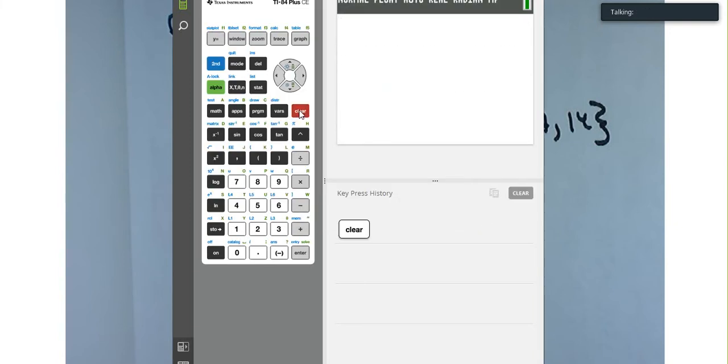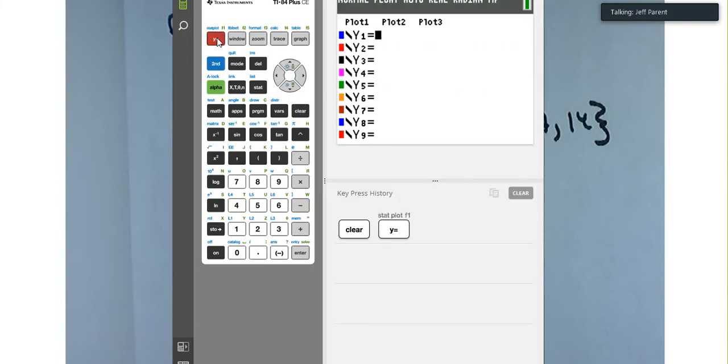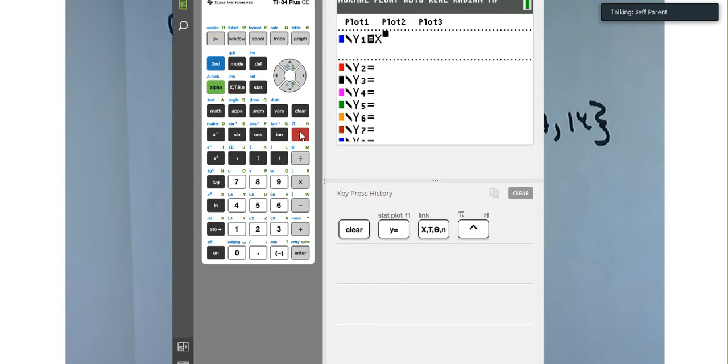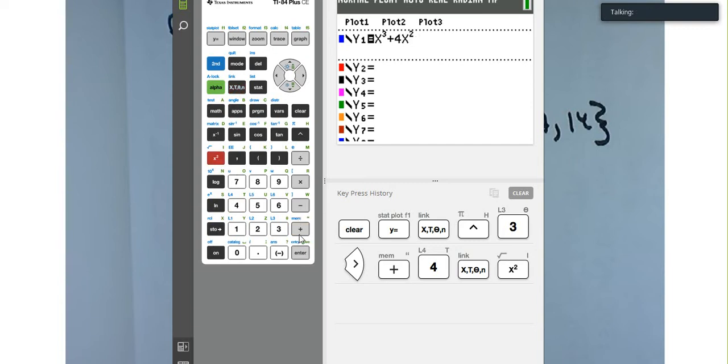So let me clear this out. Let's enter in the function. So it's going to be x cubed. Make sure you press the right arrow to exit out of the exponent. Plus 4x squared minus 19x plus 14.